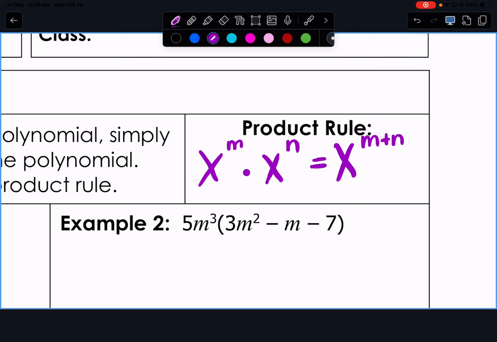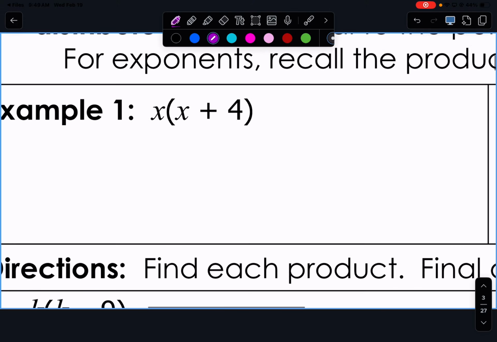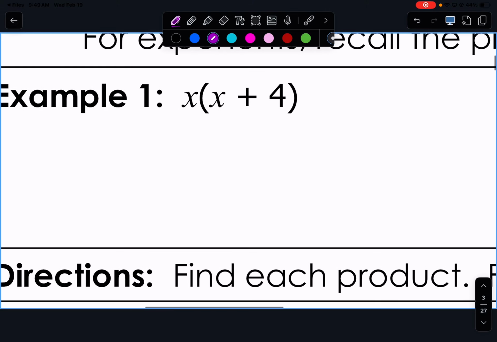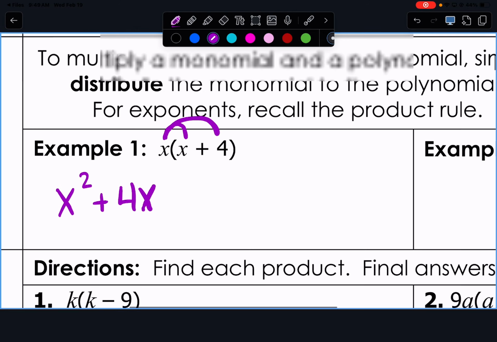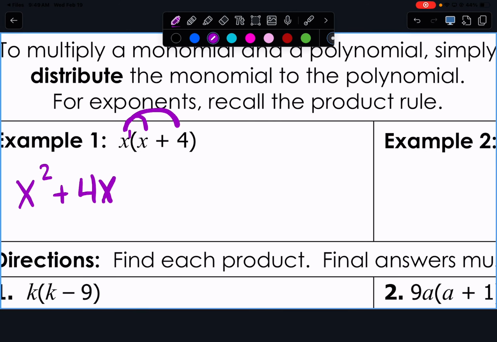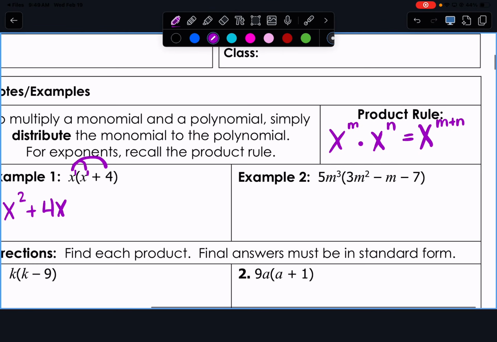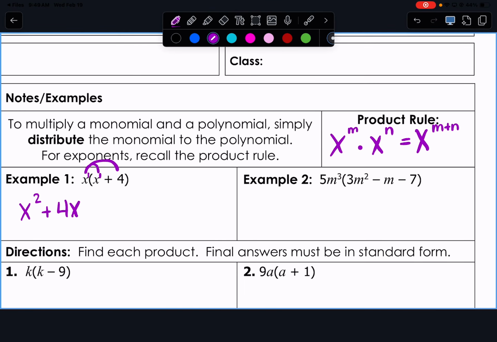All right. So for example 1, I have to distribute that x. What is x times x? Wait, can you go back over? It is x squared. I will in just a second, Will. And then what is x times 4? 4x. So that is all I would have to do for that problem. Okay, and I know that because x to the 1 and x to the 1, so we say 1 plus 1 is 2. And we use the product rule to do that. Yes.